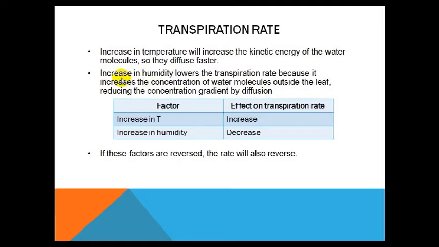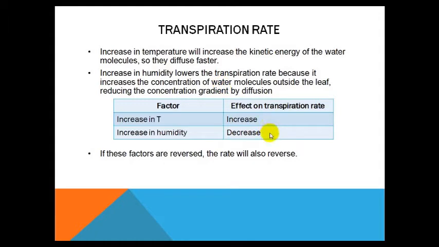Increase in humidity, on the other hand, will lower the transpiration rate because it increases the concentration of water molecules outside the leaf, reducing the concentration gradient for diffusion. So, any increase in temperature will increase the rate of transpiration. Why? Because the kinetic energy of water molecules is higher, so they will move faster at higher temperature. However, a higher humidity level will decrease the transpiration rate. Why? Because there is a higher concentration of water in the atmosphere.